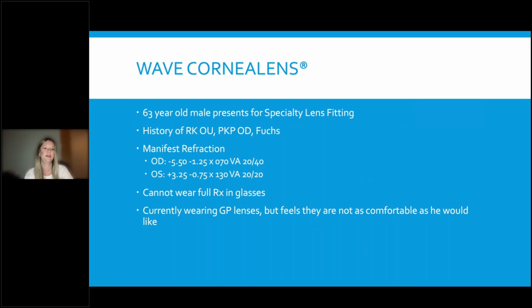So I had a patient, a 63-year-old male. He came in for a specialty lens fitting. He had a history of RK. He was post-graft, but he also had Fuchs. Okay, if you look at his manifest refraction, yeah, clearly he has a ton of aniso.